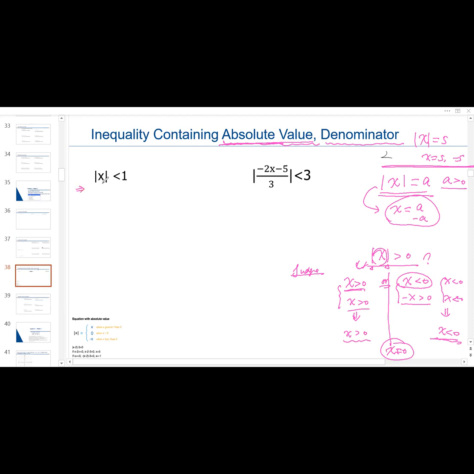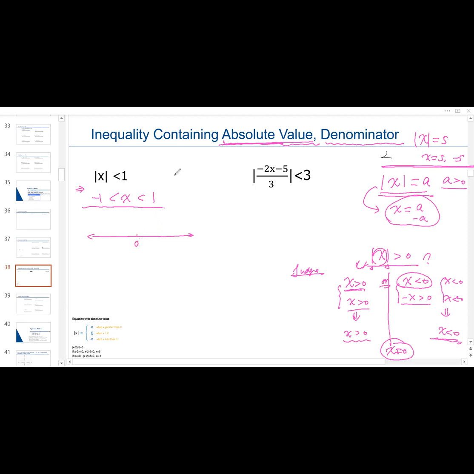If absolute x is less than 1, right now I'm going to give you a quick hint. We get rid of the absolute value, and x should be less than 1 and greater than -1. Where does this come from? I give you the absolute value first. Something like this one can be understood this way.